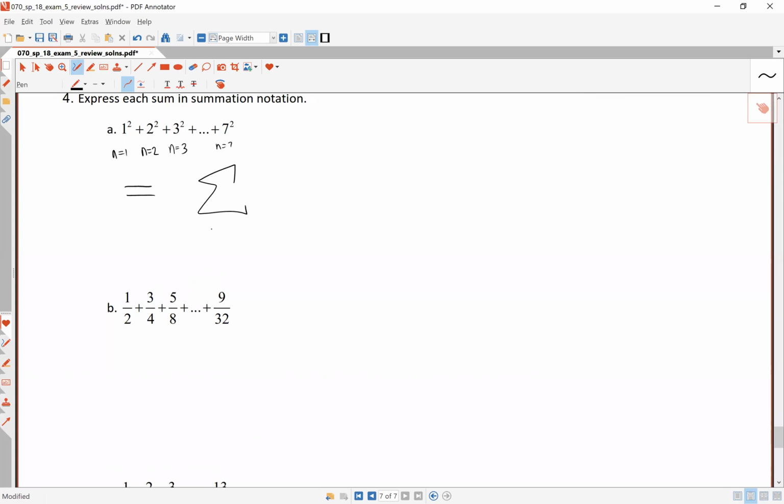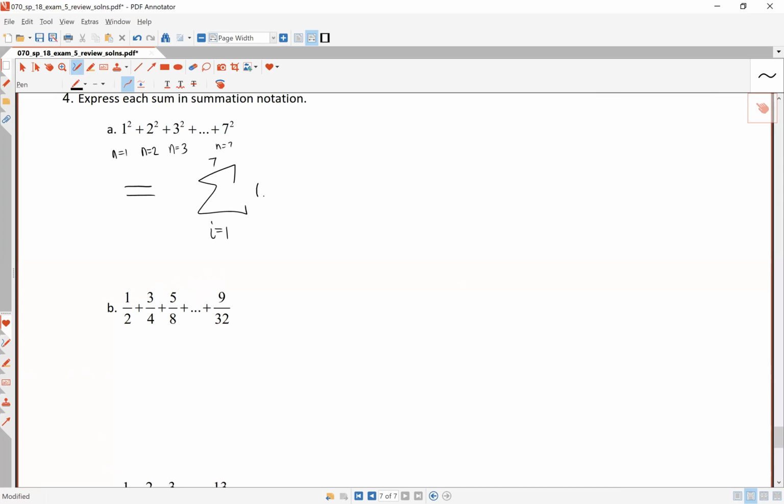We'll add up all the terms between i equal to 1 and 7. And the first term is 1 squared, second term is 2 squared, so we are squaring each term. Now, if you're wondering about the shift from n to i's, you could also write this as summation from n equals 1 to 7 of n squared. The letter used does not matter.